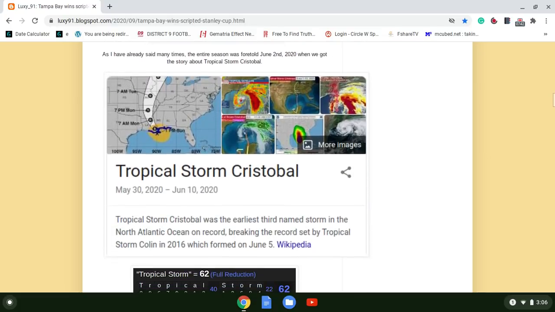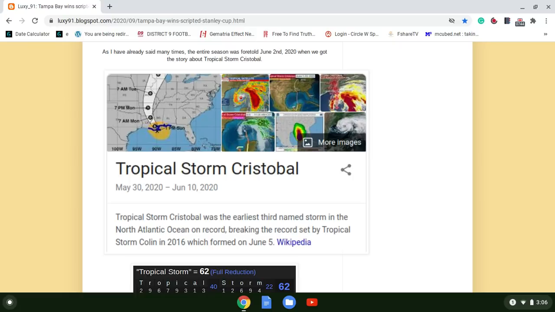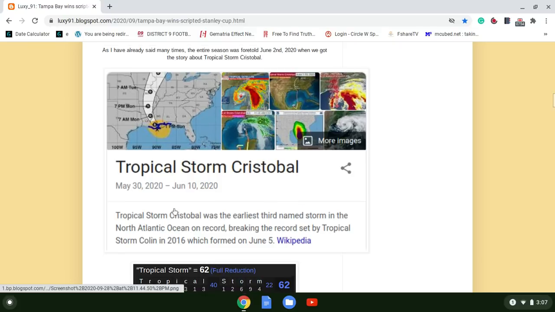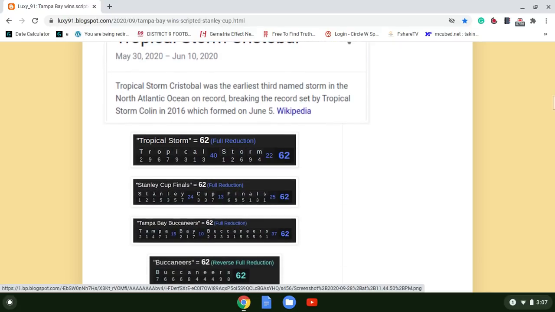So, as I've said many times, the entire season was foretold. June 2nd, 2020, that was the date the mainstream media told us about Tropical Storm Cristobal. And I want you to see how Tropical Storm is 62, Stanley Cup Finals is 62, Tampa Bay Buccaneers is 62, Buccaneers alone is 62. We got this story on 6/2.